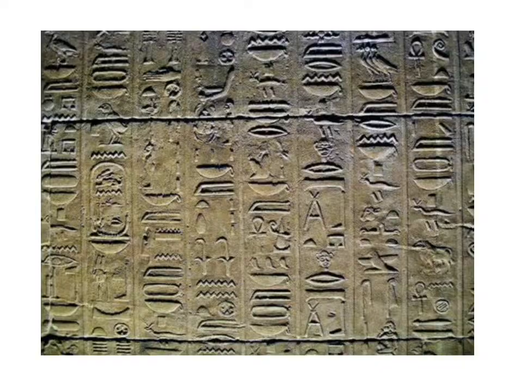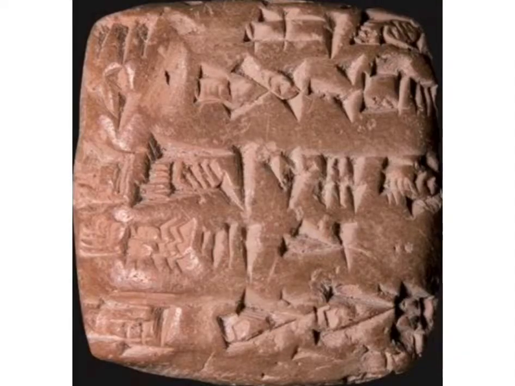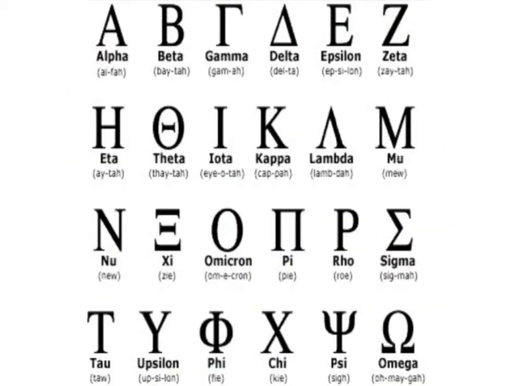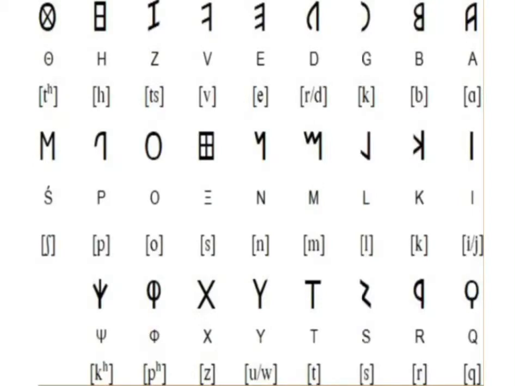Humans use these pictures, also known as hieroglyphics, to communicate, and also cuneiform. The communication extends to alphabets. The Latin alphabet was created along with the Greek alphabet and the Etruscan alphabet.